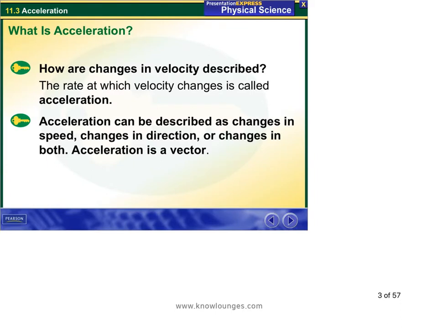Our definition for acceleration given to us here: the rate at which velocity changes is called acceleration. And acceleration can be described as changes in speed, meaning you can be speeding up or slowing down. It can be changes in directions, or both might happen at the same time. And it is a vector, which means, again, we have to have a direction.